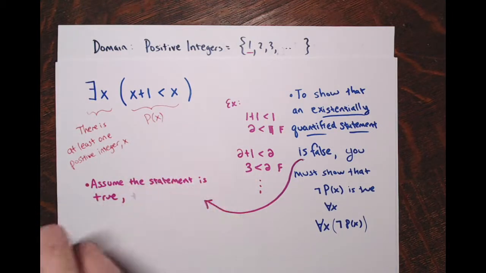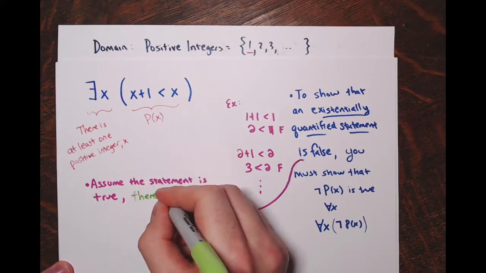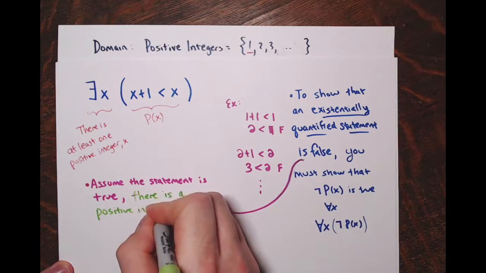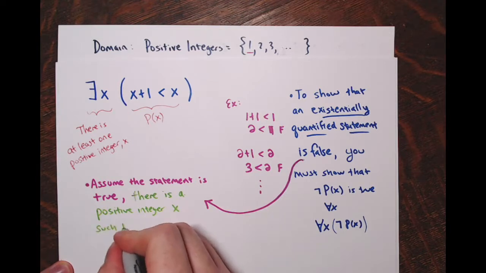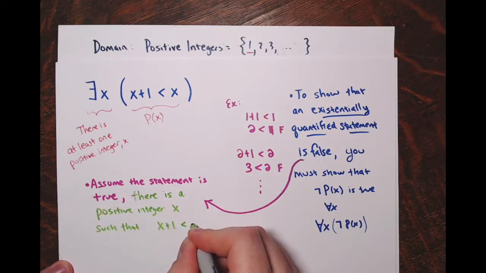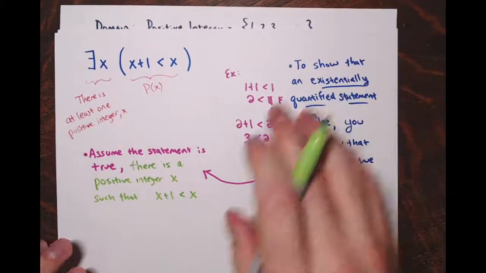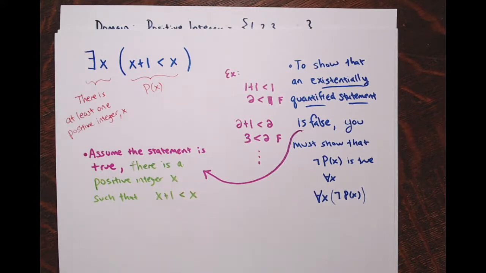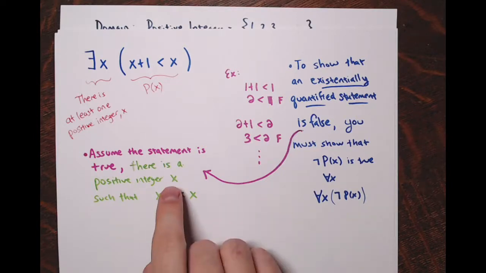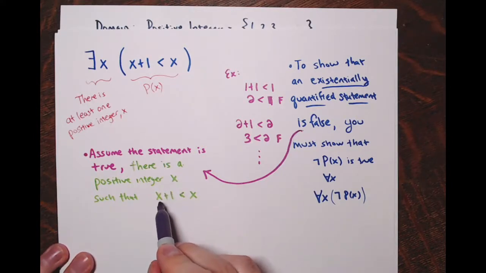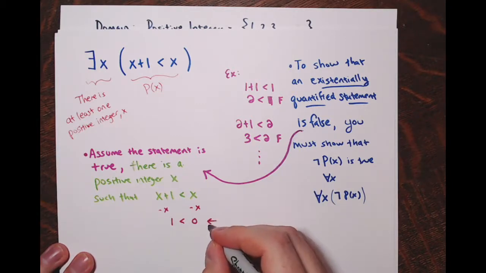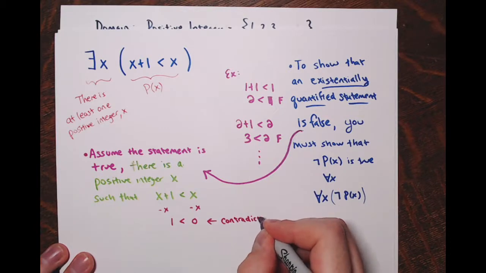So I assume the statement is true. So there is an x. I don't know what it is. There is a positive integer x such that x plus 1 is less than x. So I start off assuming that the statement is true, that I can find an integer x, and then we'll see what happens. If there is a positive integer x such that x plus 1 is less than x, if I simply subtract that x from both sides, look what we get. You get the statement 1 is less than 0. This is a contradiction, something that is always a false statement.